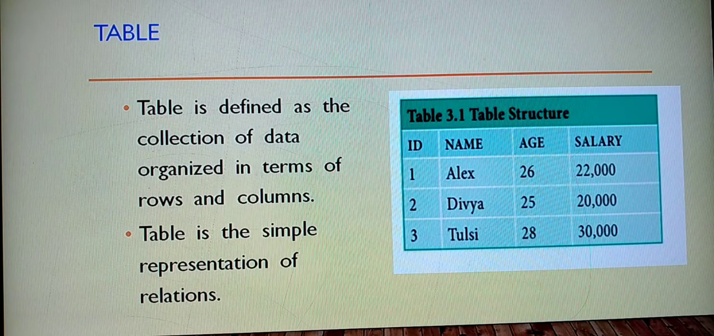Yes, next you are going to have the next one. It is your definition for table. So the question is, define table, or what is a table? A table is nothing but a collection of rows and columns. A table is defined as the collection of data organized in terms of rows and columns. The table is the simple representation of relations. Already I told you, a table is also called by the name relation.